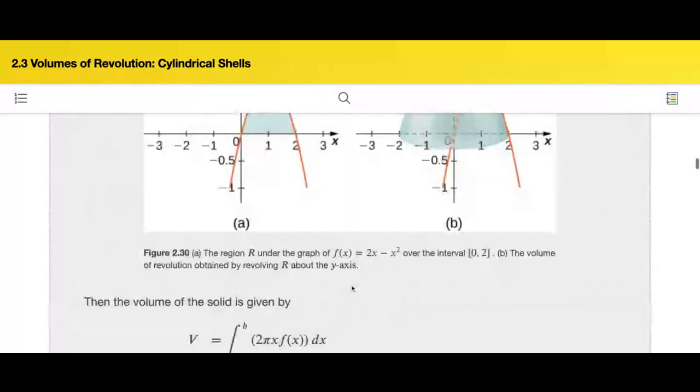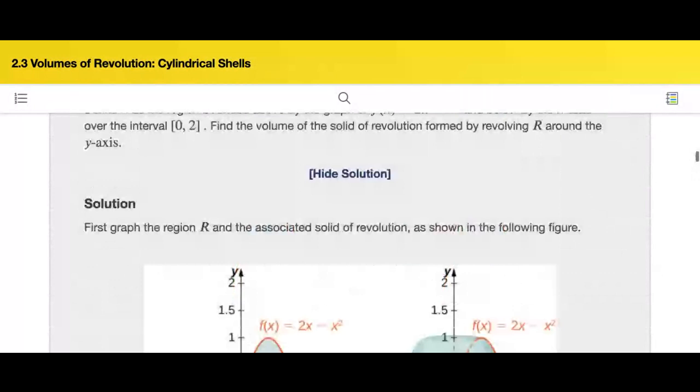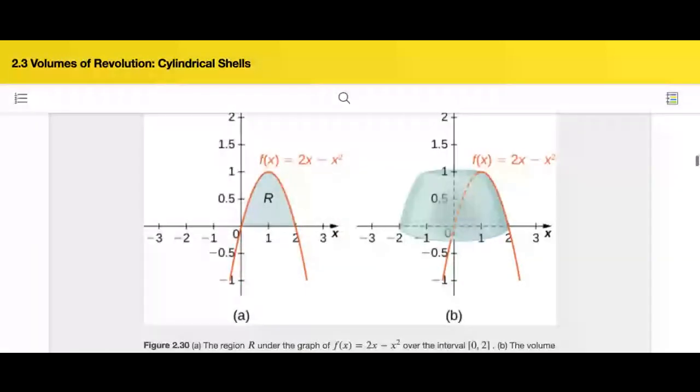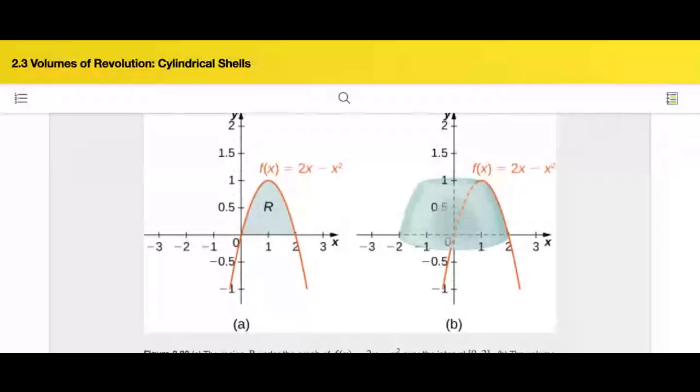I don't know why they call the method 2 a shell. Oh, example 2, I guess. Example 2. Okay, anyone has any questions for this? All right, keep going.